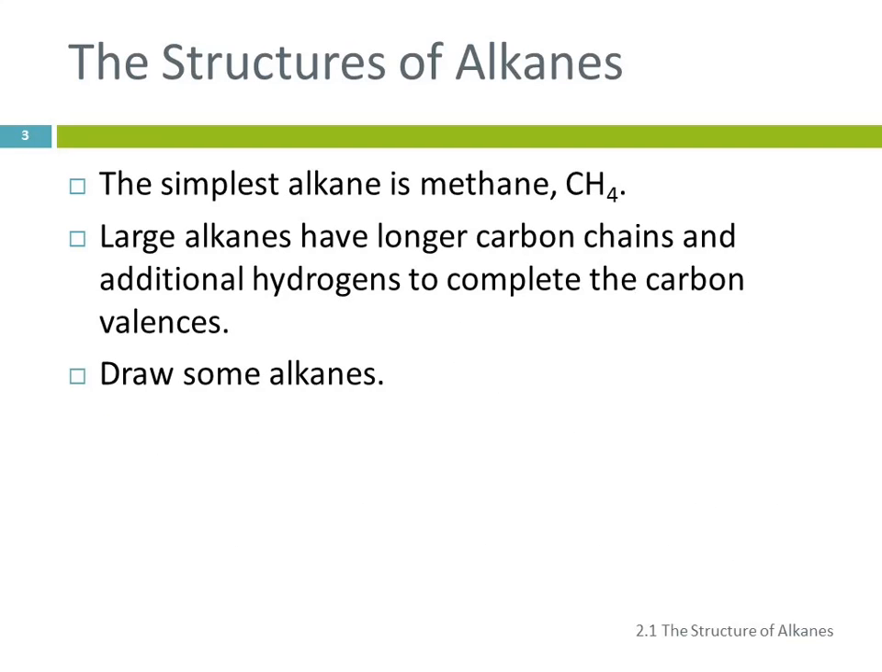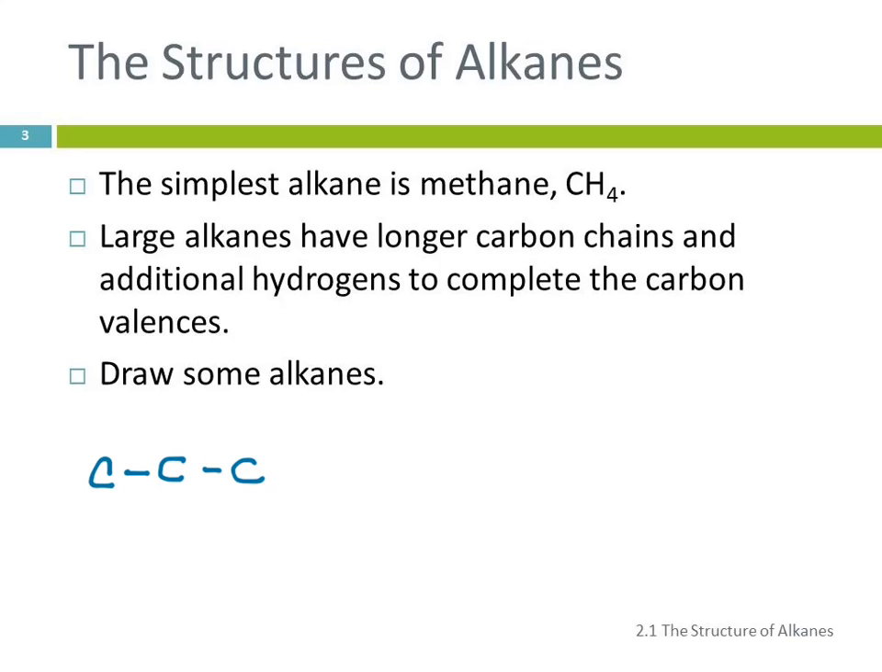So the simplest alkane is methane, CH4. And we've looked at that a lot, and its shape and everything. Larger alkanes are just going to have longer carbon chains, and they're going to have additional hydrogens to complete the carbon valences. Carbon wants 4 bonds. They're all going to be single bonds in the alkanes. And so I wrote a note to myself, draw some alkanes.